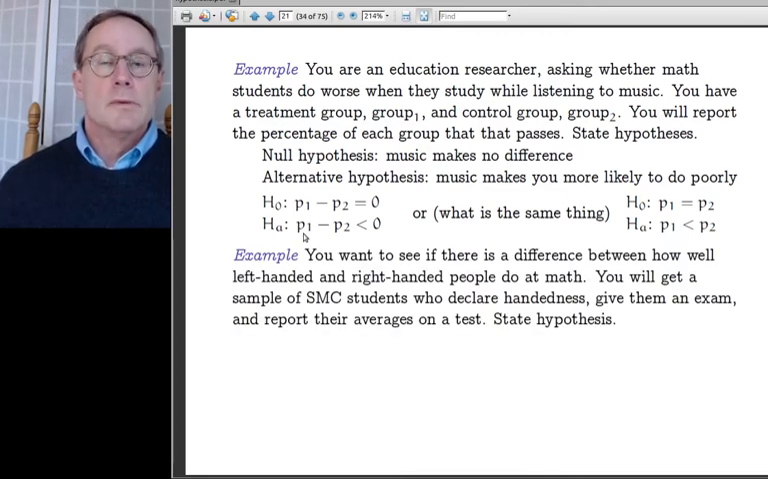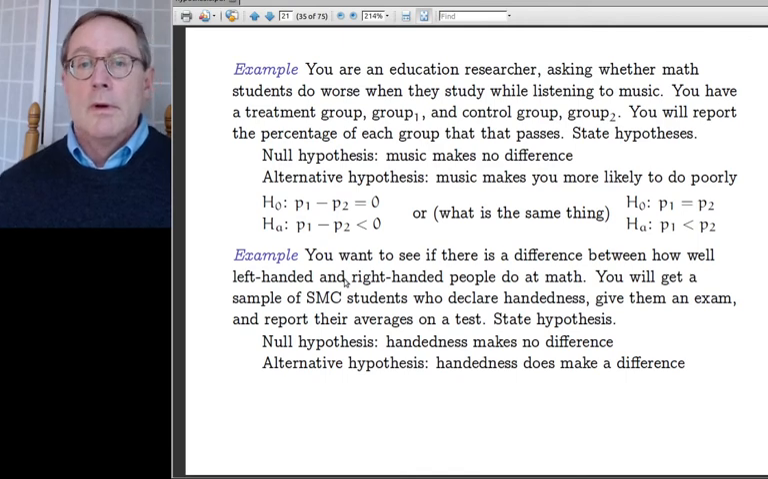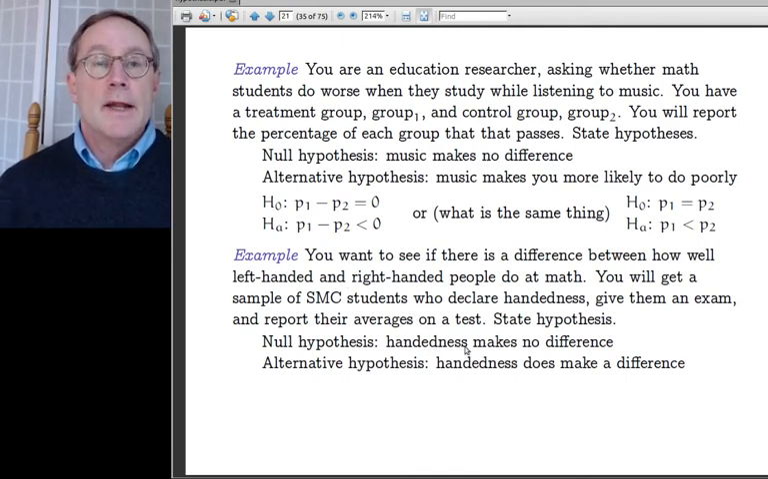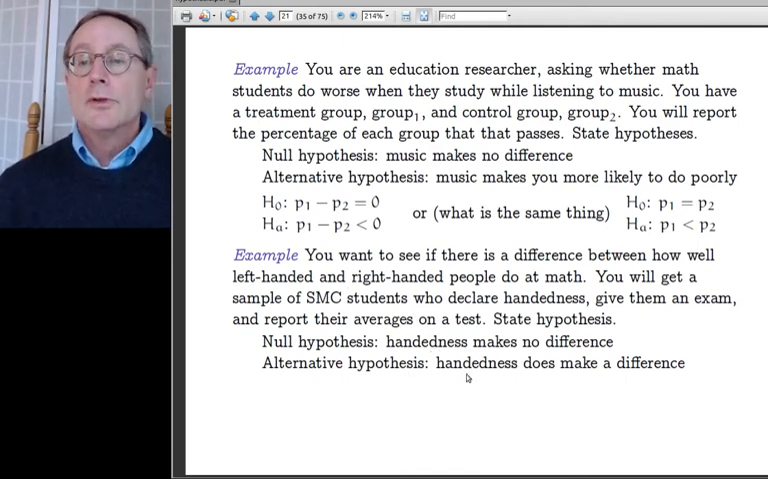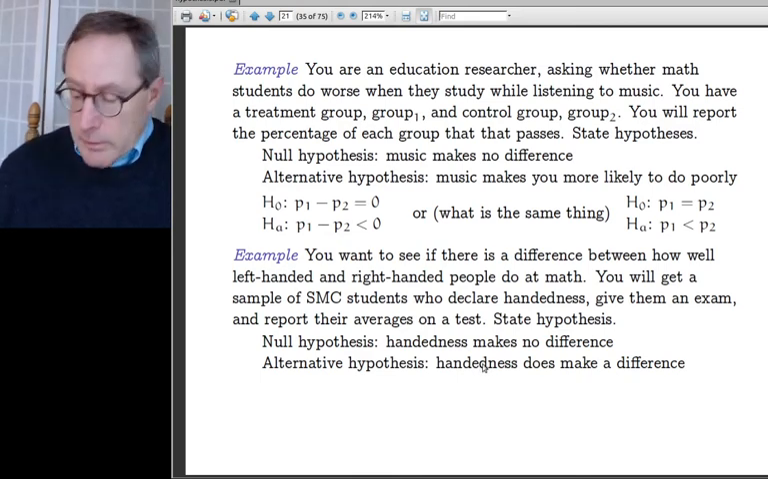Another example, how left-handed and right-handed people do at math. So you get a sample of students to declare their handedness, you give them an exam, and you report their averages on a test. So state hypotheses. The null hypothesis is surely that handedness doesn't make any difference. The alternative hypothesis is that handedness does make a difference, right? Isn't that what you would think?